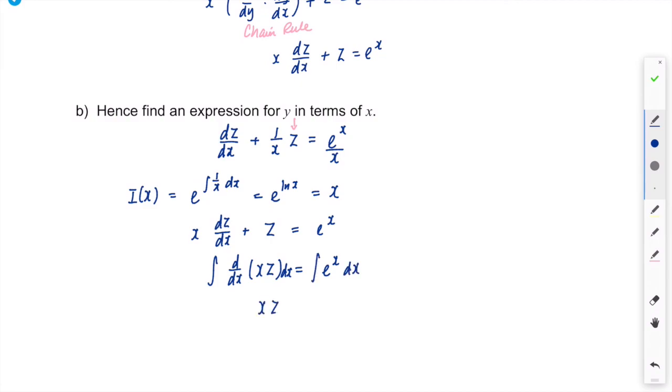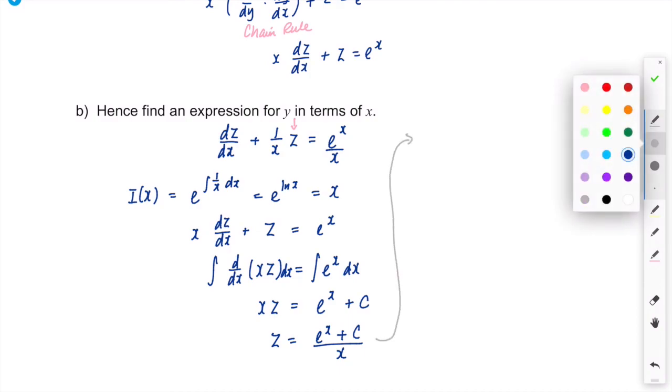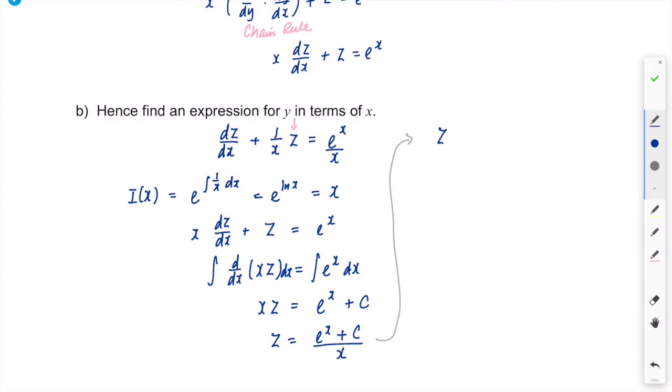I get xz equal to e to the x plus c, meaning that z must be e to the x plus c over x. And now we can do some back substitution, knowing that z was y cubed, I believe. Yep. So I have y cubed equal to e to the x plus c over x. And so y is the cube root of this expression. There we go.